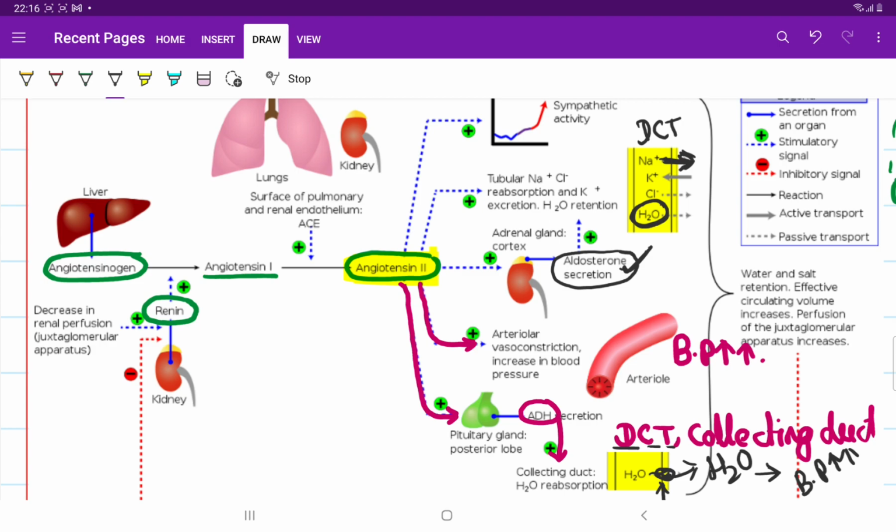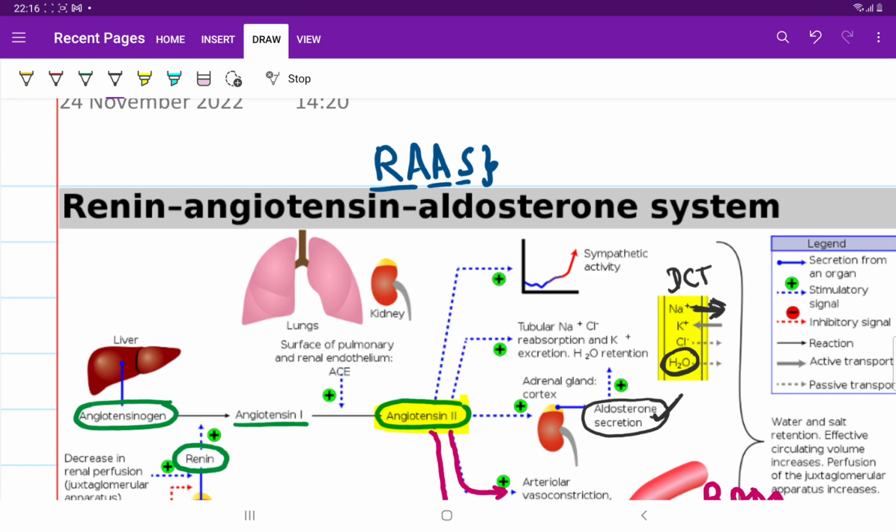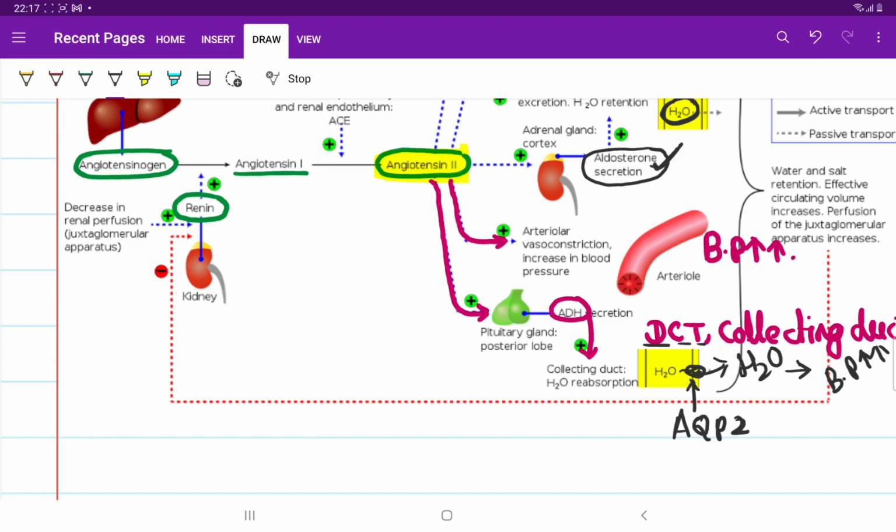So ultimately what will they do, you tell? What are they going to do ultimately? They will increase blood pressure, because the water absorbed by the distal convoluted tubule will ultimately be added into the blood only. Fine. And then we have sympathetic activity. This sympathetic neural supply activates and increases blood pressure. The result of this whole phenomenon is that the blood pressure will increase.